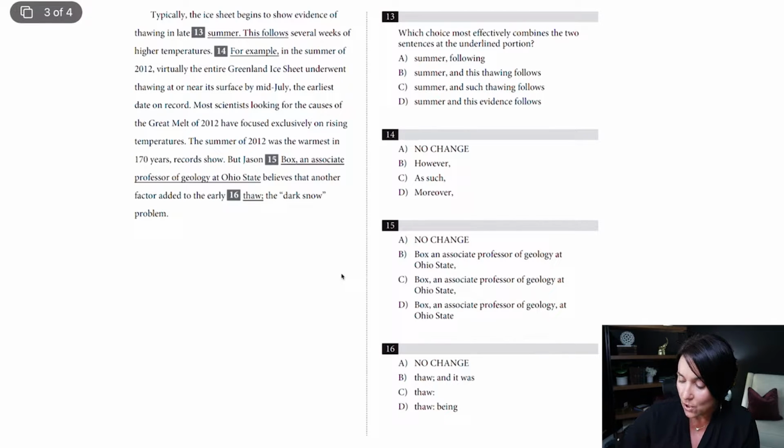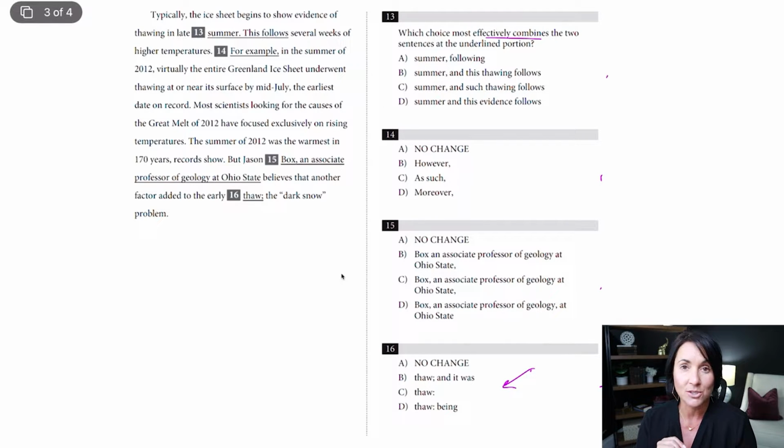Remember, I always want to look at my questions first just to kind of get an idea of what's going on. And so we can see most of these are grammar. Looks like I'm going to have to pick between colons and semicolons here, some different sentences. Looks like I got it. All right, let's get started. For number 13, which choice most effectively combines the two sentences in the underlined portion?